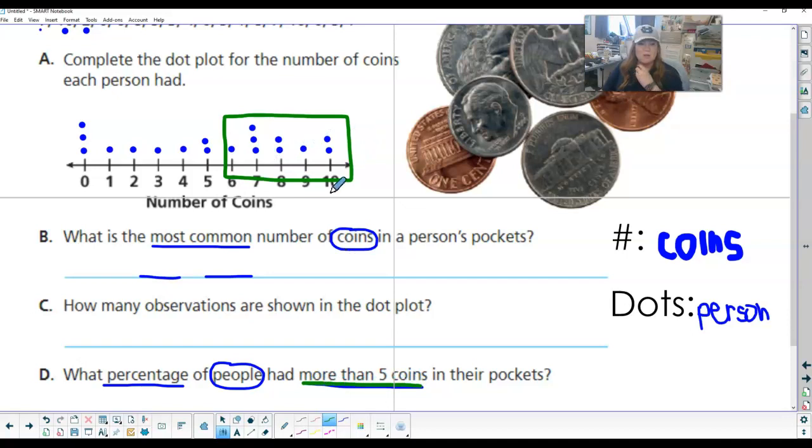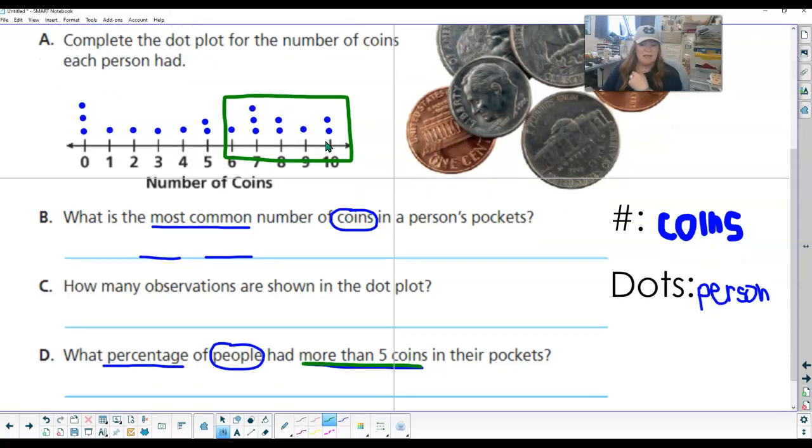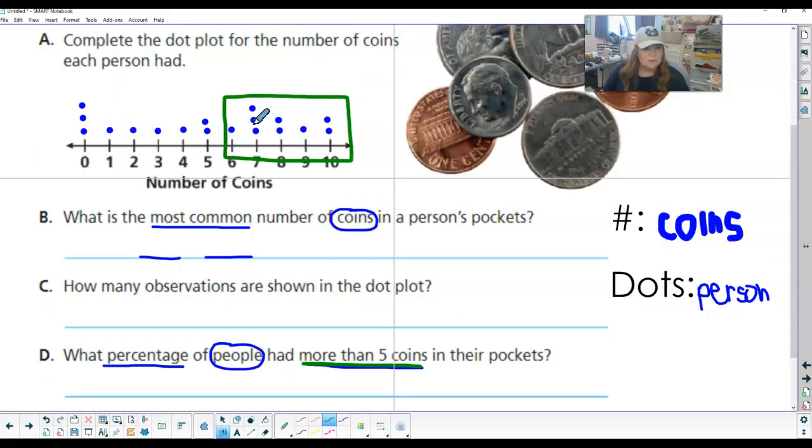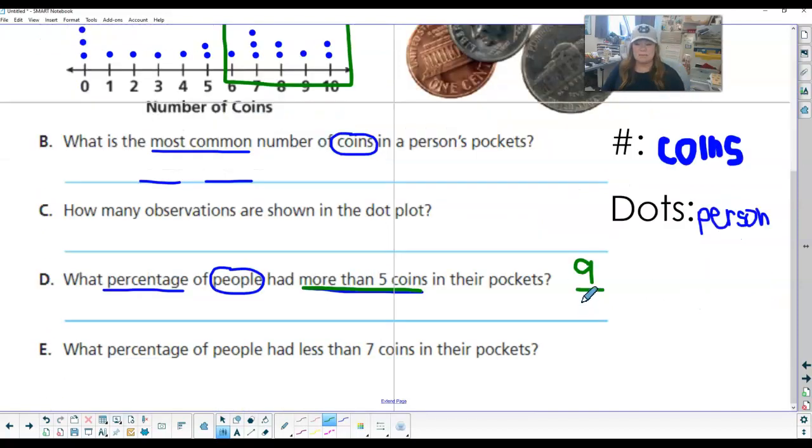So we're actually counting all of these people who have more than 5. So we're counting all the people. 1, 2, 3, 4, 5, 6, 7, 8 people. I feel like I'm missing one. 1, 2, 3, 4, 5, 6, 7, 8, 9. Okay, 9 people out of the total people. So here was 9, 10, 11, 12, 13, 14, 15, 16, 17, 18 people. So 9 out of 18 people.